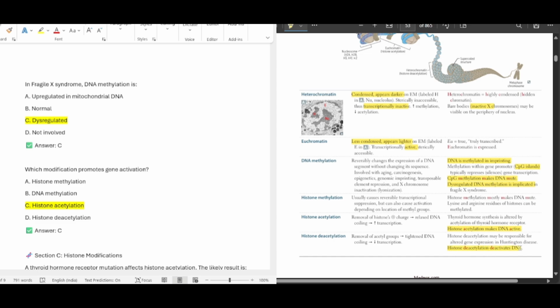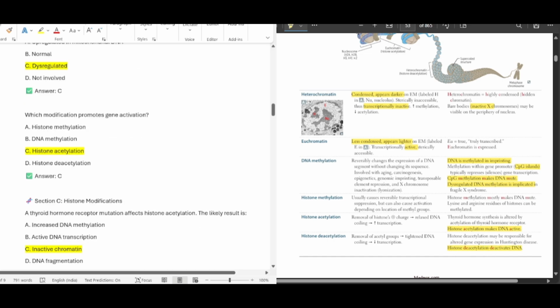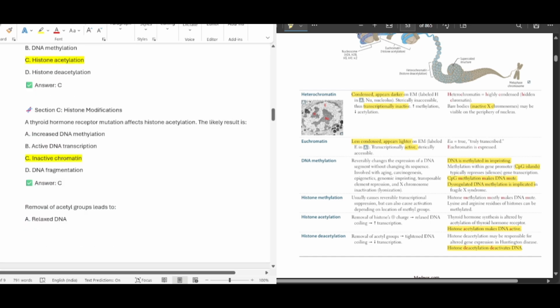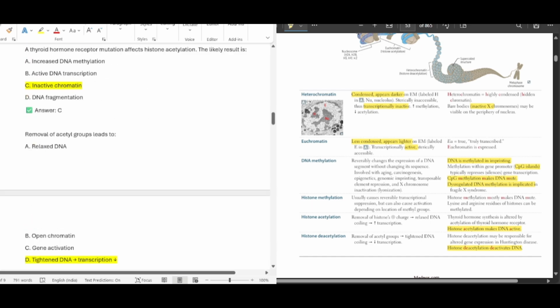Deacetylation deactivates DNA. A thyroid hormone receptor mutation affects acetylation. Affecting histone acetylation means it is getting deacetylated, so it will lead to inactive chromatin. Removal of acetyl groups causes tightened DNA coiling and therefore decreases transcription.